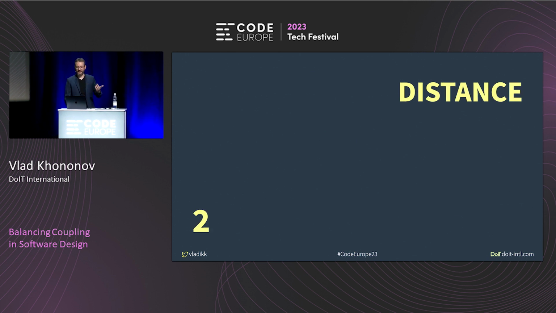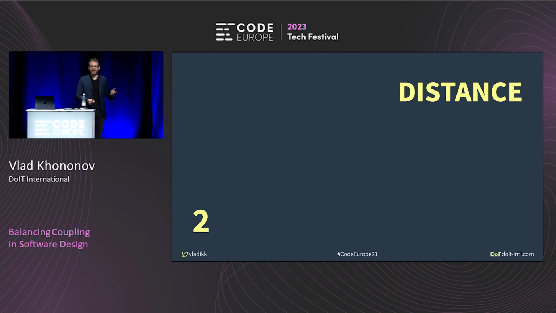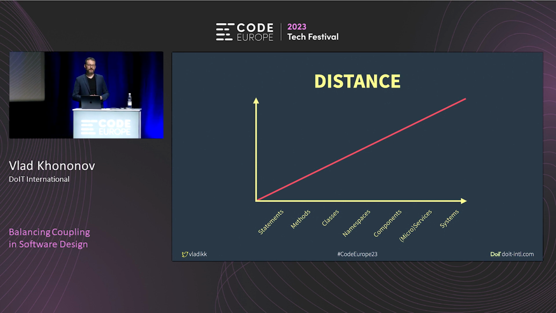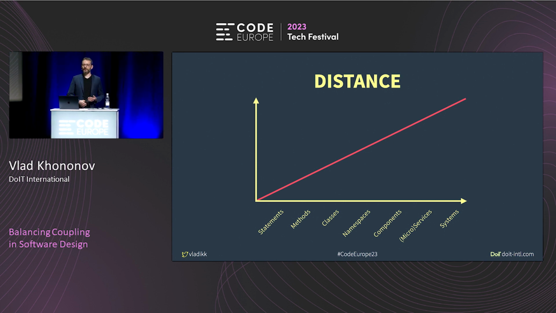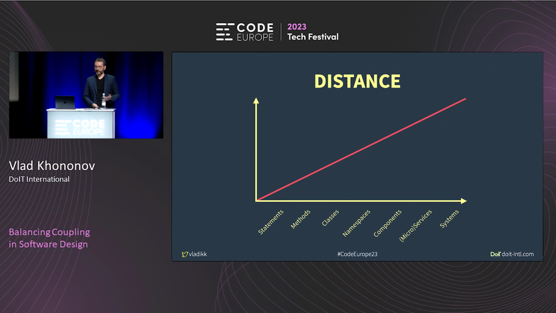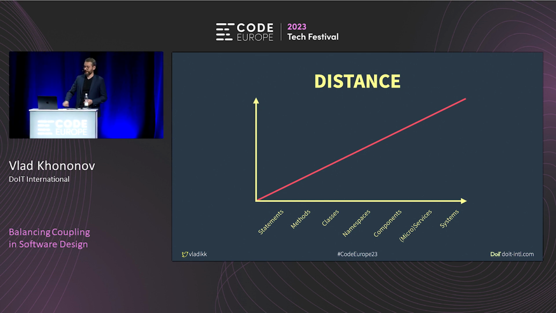And the next one is distance. And it turns out the physical locations of components can also affect their levels of coupling, their levels of interconnectedness. And the connections between components can span different distances. These distances are closely related to what we usually call levels of abstraction. We can have coupling between individual statements, between methods, objects, namespaces, components, microservices, or whole systems.